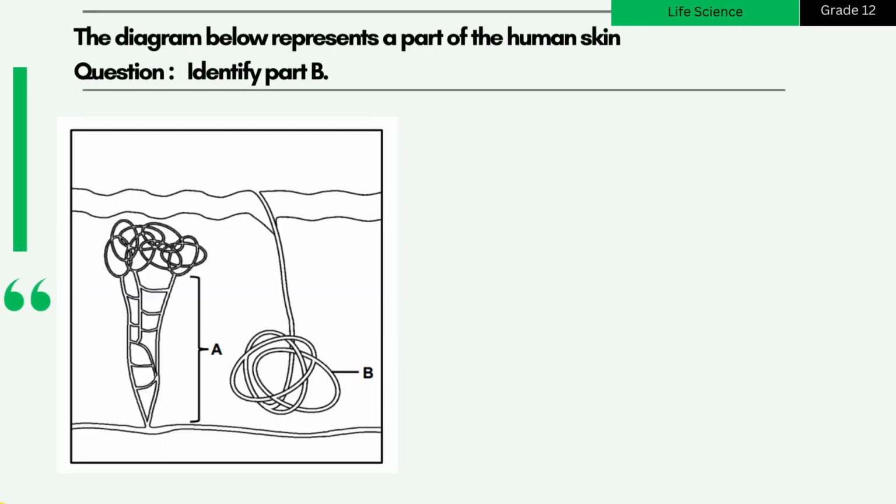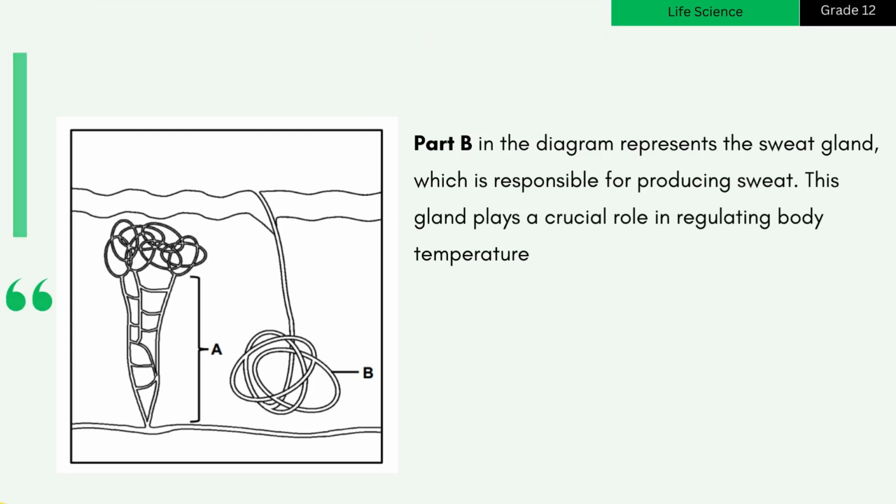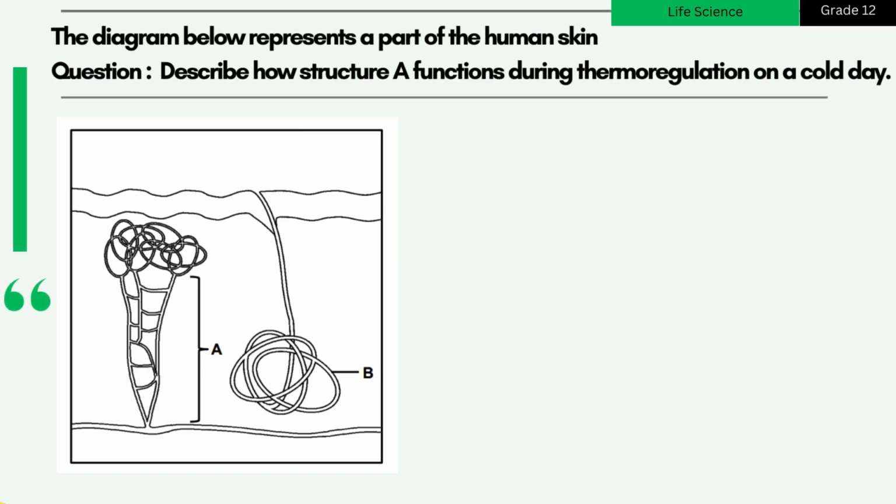The diagram below represents a part of the human skin. Question. Identify Part B. Part B in the diagram represents the sweat gland, which is responsible for producing sweat and plays a crucial role in regulating body temperature. Question. Describe how structure A functions during thermoregulation on a cold day.